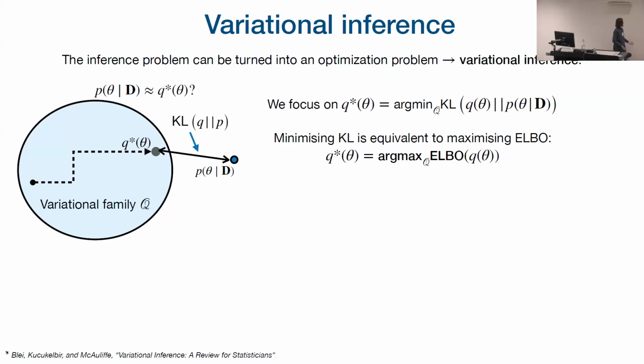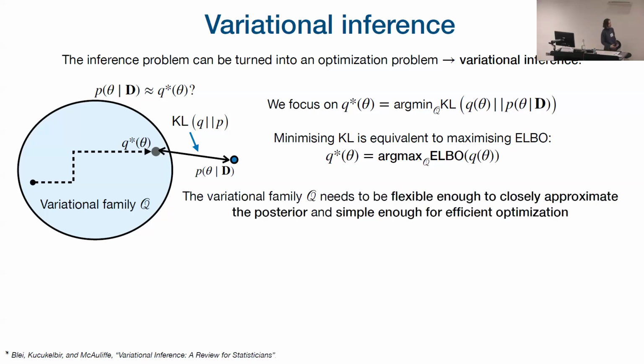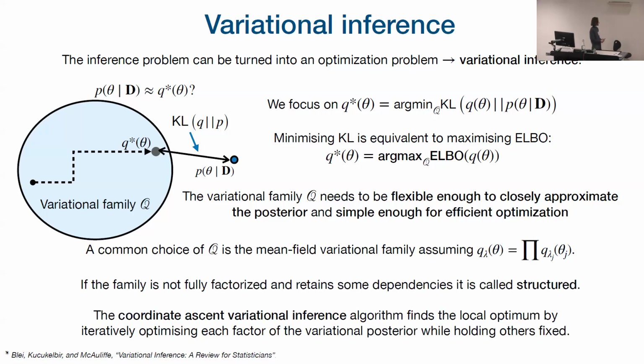As you have seen today, minimizing the KL is equivalent to maximizing the evidence lower bound. And that's the task on which we focus. The variational family plays a huge role in the algorithm. In general, you want a flexible family because you want to get as close as possible to the true posterior. But at the same time, if you define an overly complex family, you might not be able to actually compute it anymore. The most basic family is the mean field variational family, which assumes factorization across latent variables. If the family is not fully factorized and retains some dependencies between variables, it retains some structure, and in this case, it is often called structured.